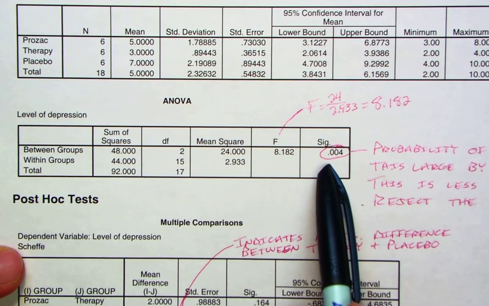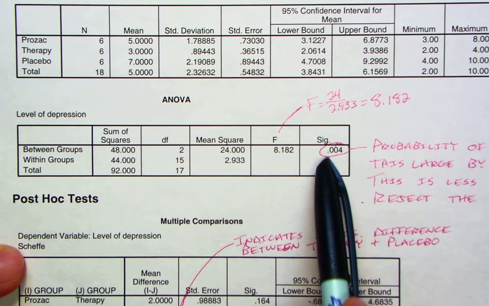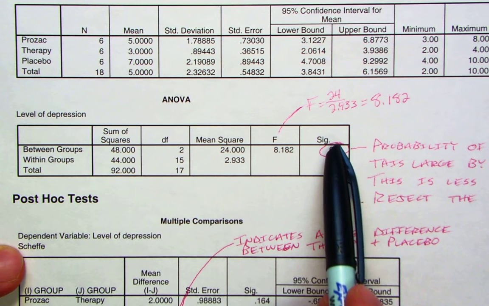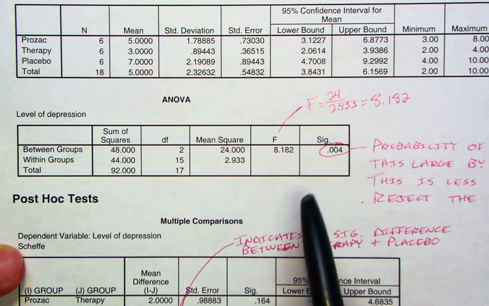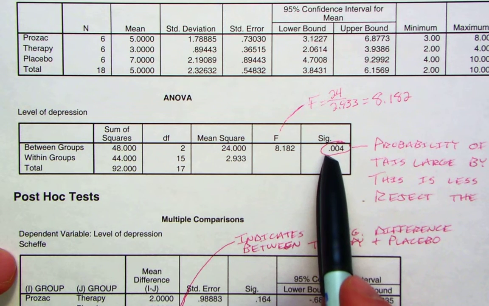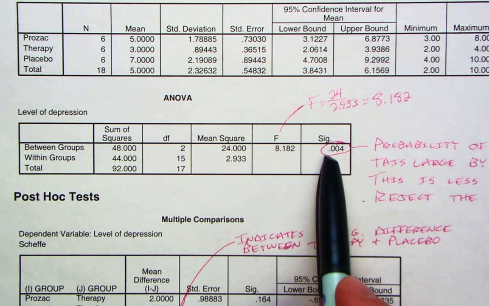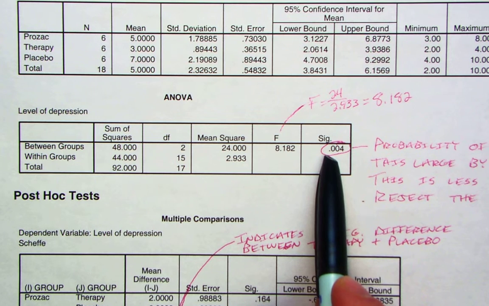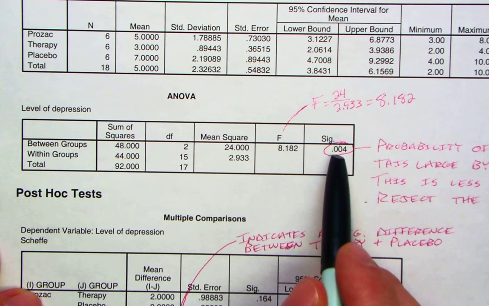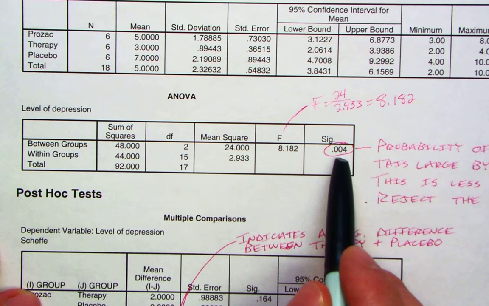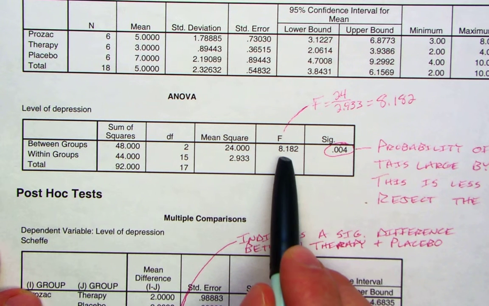The only thing that's different is this column over here, what's called SIG on the top, for the significance level. What this allows us to do is not have to look up in the back of the book to find a cutoff score for the critical region. So when it says 0.004, that's telling us the exact probability of getting an F ratio this large by chance.